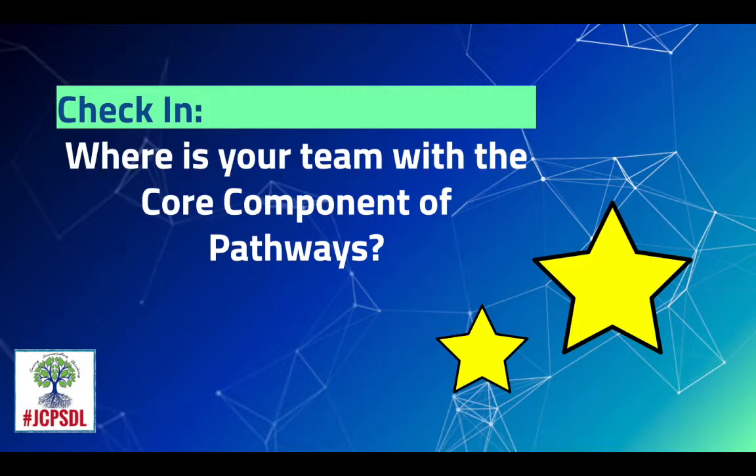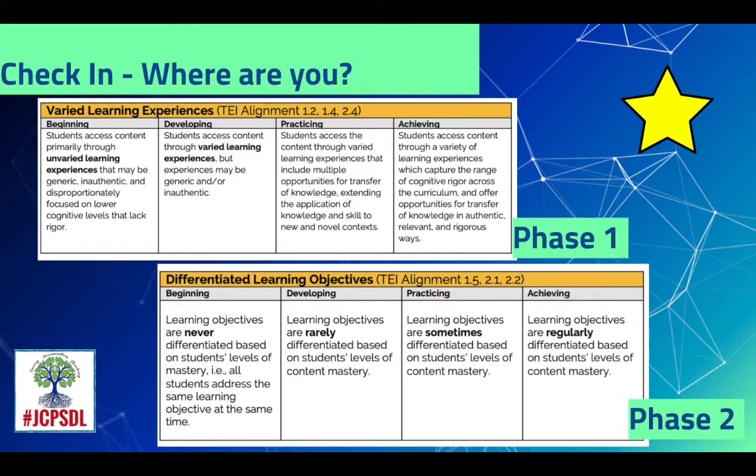We've talked about the agenda, now we're introducing, with your team, we're going to focus on the core component of learner pathways, starting with 2 rubrics or continuums for you to self-assess where your team is. This is phase 1 and phase 2 of the learner continuum for instructional rigor. So we'd like for you to pause here and take some time to go through these 2 continuums. Where are you individually and where are you as a team in providing varied learning experiences for students, as well as differentiating learning objectives for students so that not every student has the same objective every day.